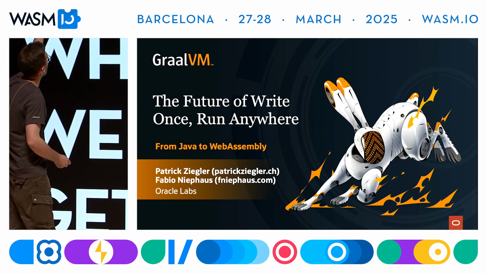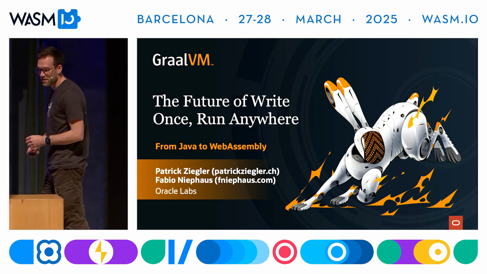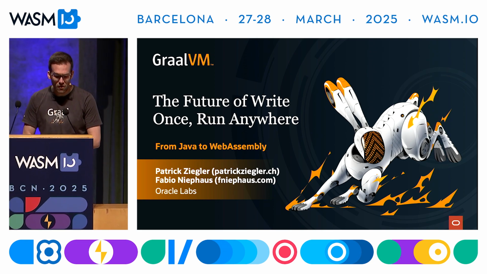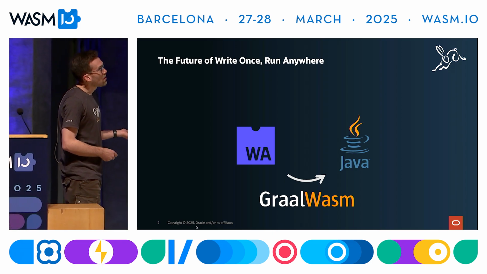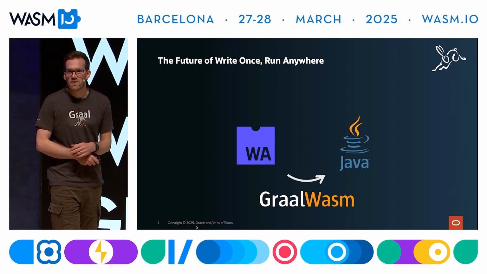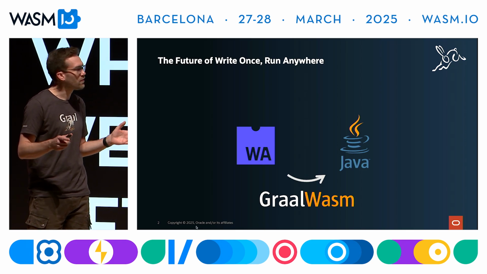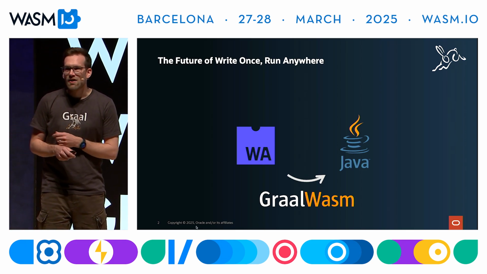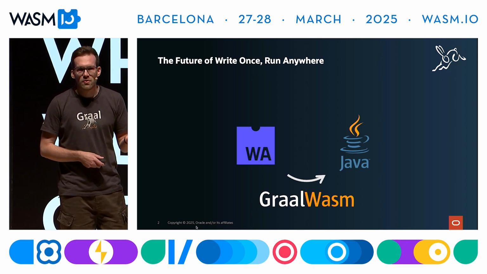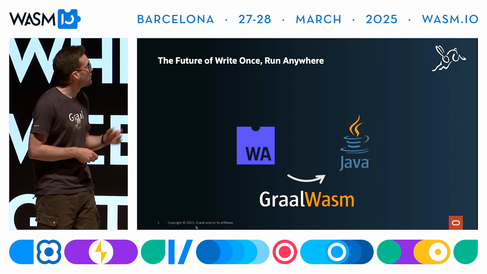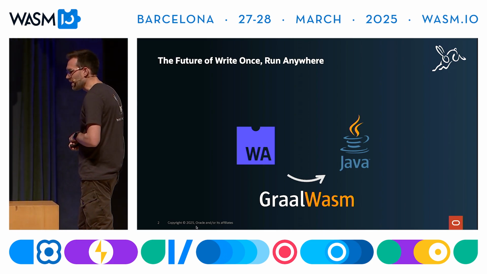And today, we're going to talk about the future of write once, run anywhere, from Java to WebAssembly. So some of you may know that we have a WebAssembly runtime that you can embed in Java. That's not really new. There are other runtimes like Chicory that you can use. We're going to talk about GraalVM at the end a little bit. I want to show you a cool demo, something that we can do with our GraalVM stack.